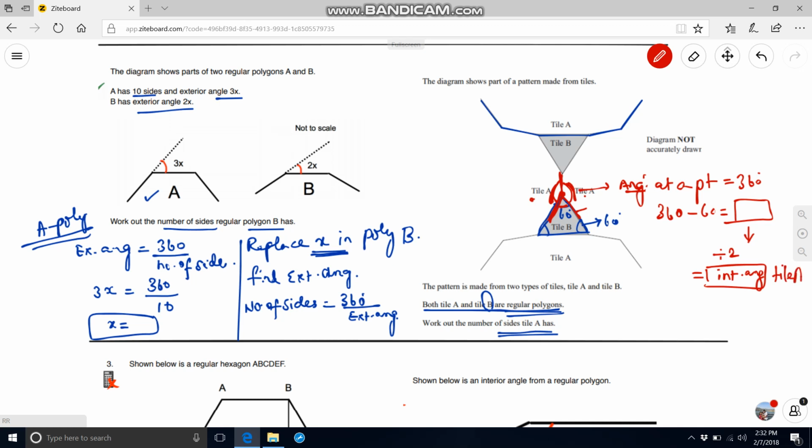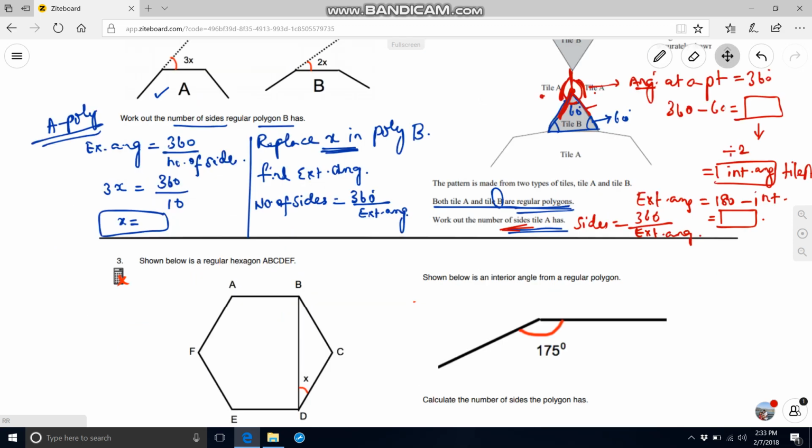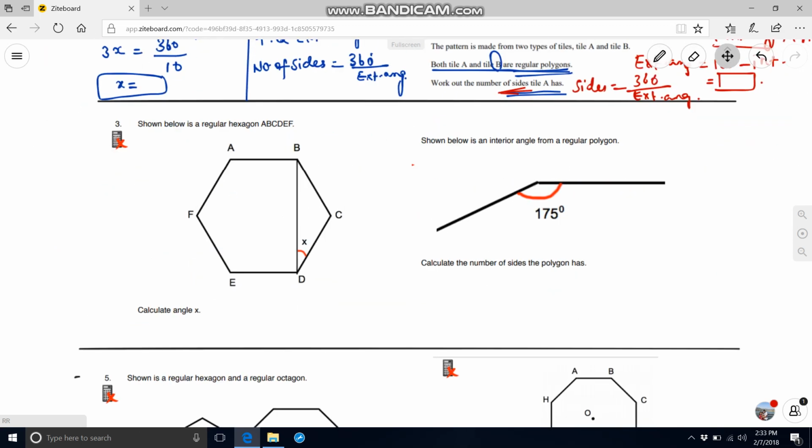So once you get the tile A interior angle, you can easily find out the exterior also because we need to find the number of sides only. So after that you can write exterior angle is equal to 180 minus interior. Whatever you are finding, take away from 180 so that you will come to know your exterior angle. Then sides equal to 360 degree divided by exterior angle. That will tell you how many sides the figure A is having. We can go for the next question.